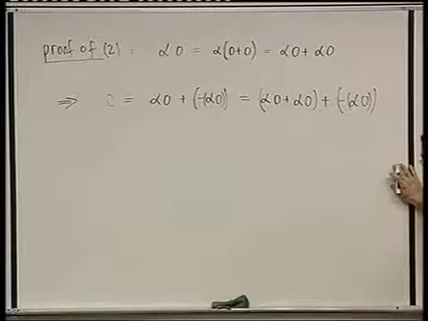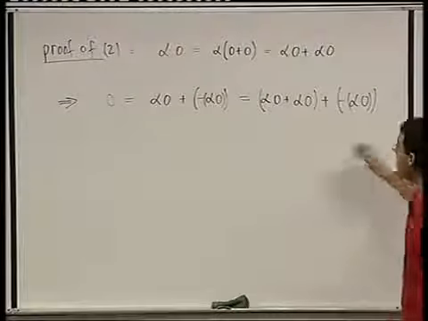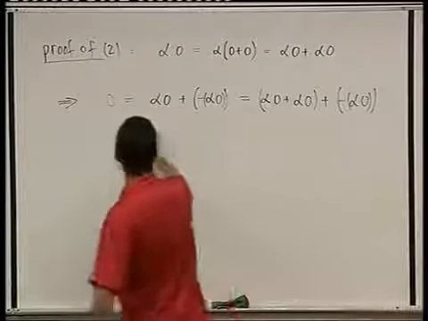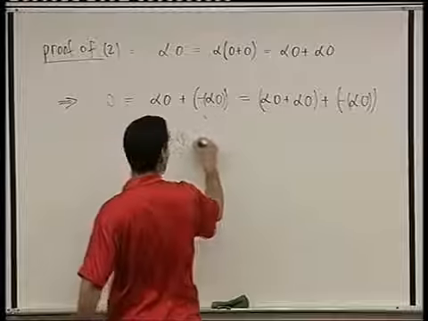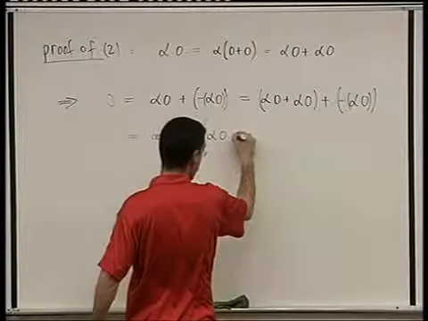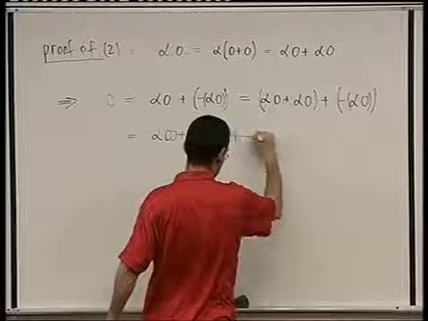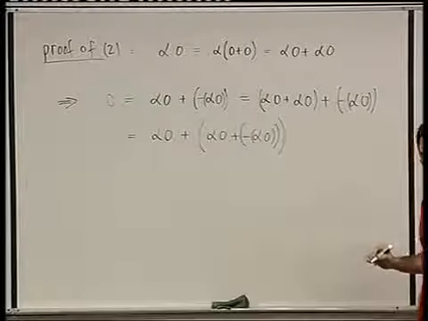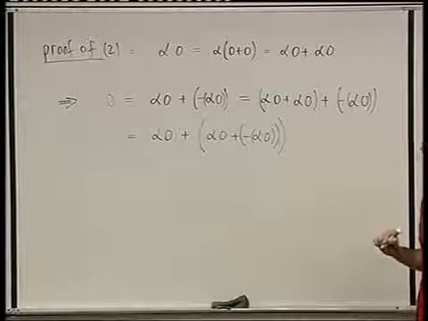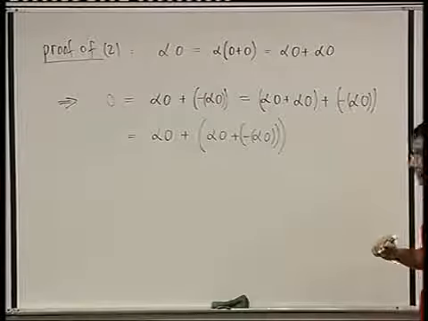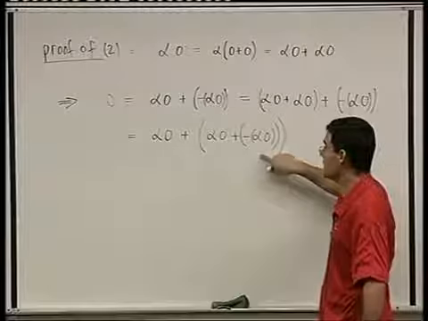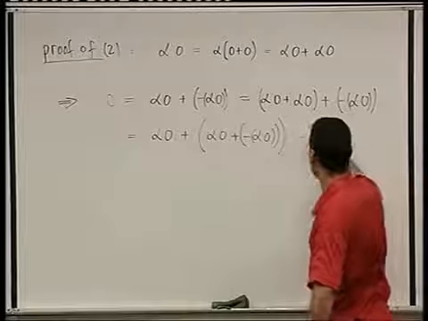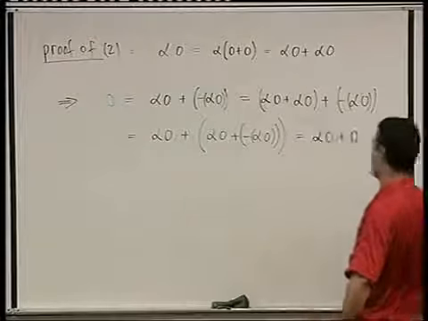Do you agree? Okay. Now I'm going to use the associativity law for addition. So instead of writing it like this, I'm going to write alpha times 0 plus alpha times 0 plus minus alpha times 0. Here I used associativity of addition, which is part of being an abelian group, part of being a group. Okay? And what is this now? 0. It's an element plus its additive inverse. So this just equals alpha times 0 plus 0.